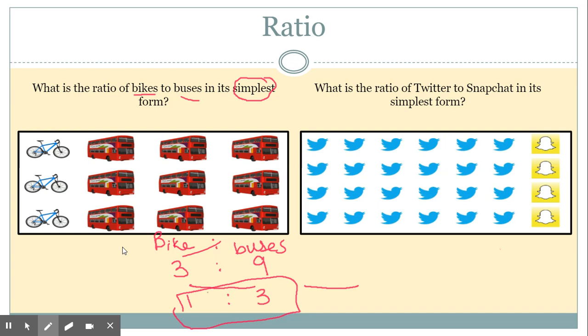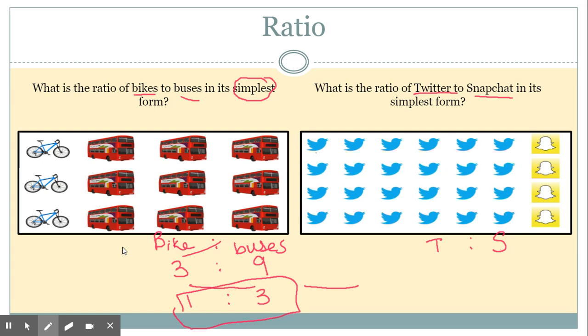The second question: what is the ratio of Twitter to Snapchat in its simplest form? Now again, the important thing is Twitter to Snapchat. So the first step is to just write Twitter ratio Snapchat. So I remember that the first number I have to write is about Twitter.